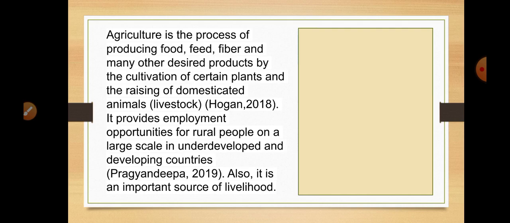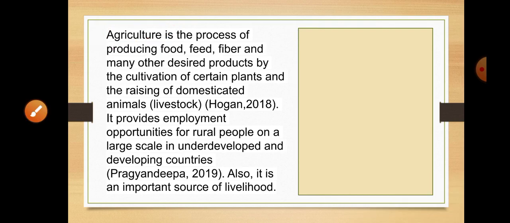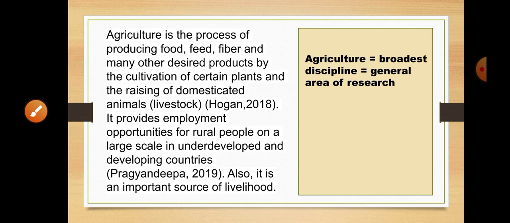With this example class, notice that it discussed the area of agriculture. As we said a while ago, agriculture is a general area of such topics. So, class, what can you say about this area of agriculture in our presented example? It means that it identified the broadest discipline.